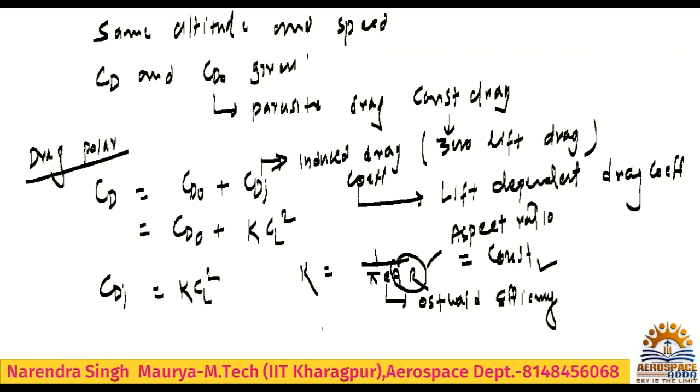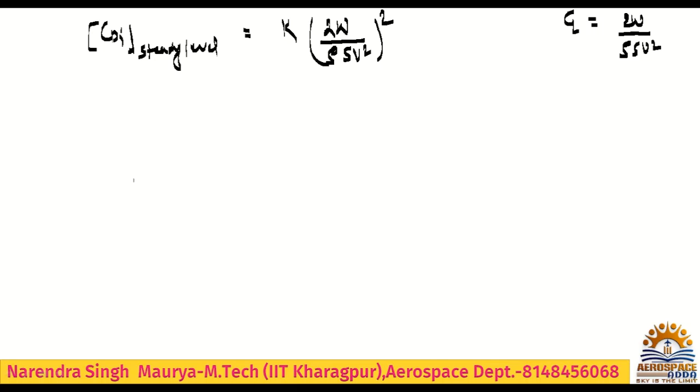Okay. Now we can write K. What is the CL value? You know this basic formula, 2W by rho S V square. So K times 2W by rho S V square, whole square, because CDI is nothing but K CL square. K is constant, so no need to write it.